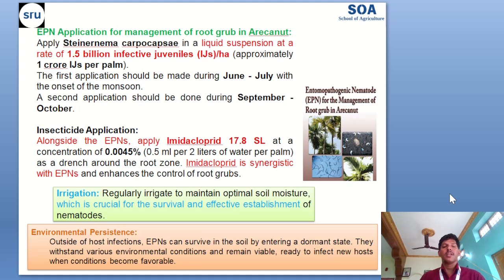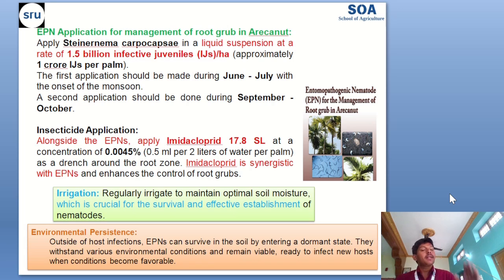See here one experimental example given for the management of root grub in areca nut. For management of root grub in areca nut, we have to apply Steinernema carpocapsae in a liquid suspension at a rate of 1.5 billion infective juveniles per hectare. The first application should be made during June-July with the onset of the monsoon. The second application should be done during September-October.